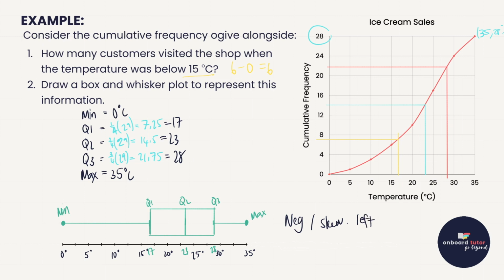And that makes perfect sense because the colder it is, the fewer people will buy ice cream, and the hotter it is, the more clustered together our data will be because more and more people will be buying ice cream. So there we have a super practical application of how the cumulative frequency ogive can help us to interpret data.